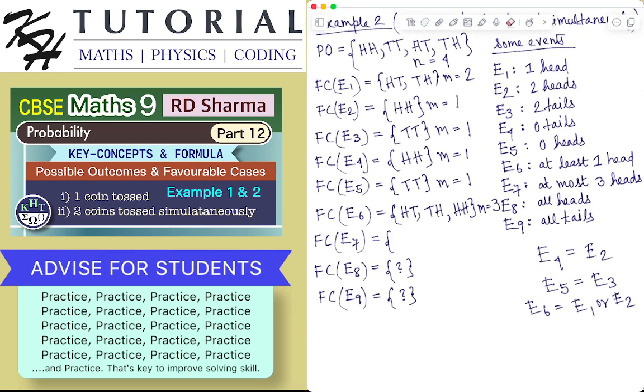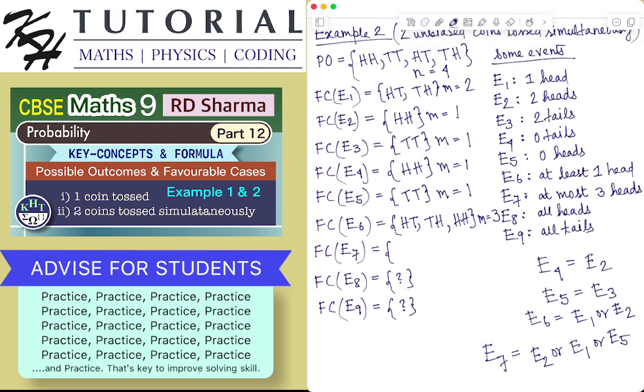So the event E7 is equivalent to saying I can have 2 heads, which is E2, or I can have 1 head, which is E1, or I can have 0 heads, which means E5. So what are the possible outcomes then for event E7? It will be the possible outcomes of E2, and possible outcomes of E1, and possible outcomes of E5.